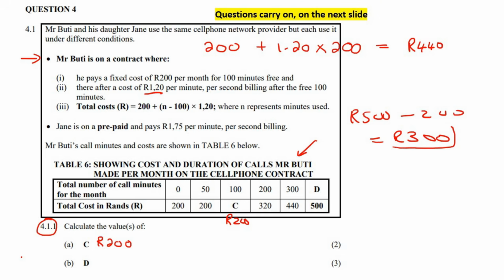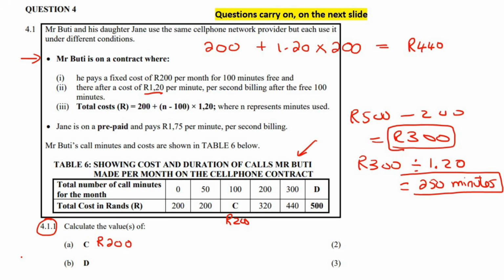So he spent an extra 300 Rand on all of his calls. Then you could say 300 Rand divided by R1.20, and that's going to be 250 extra minutes that he used. So he used 250 extra minutes, okay? But he also used the 100 minutes free. So if you add those two numbers together, 250 plus 100, that would be 350 for D. 350.